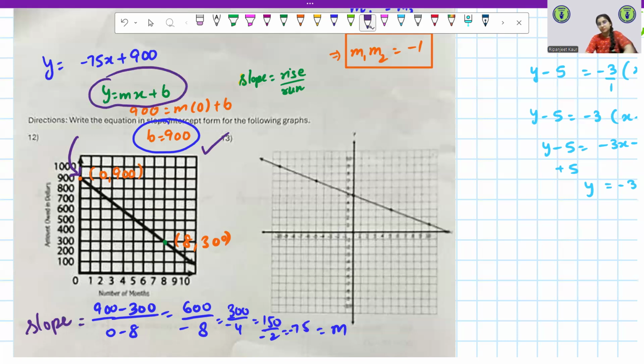That's all. So basically all you did was you took the line, you found 2 points, and then you did y1 minus y2 over x1 minus x2. Then you simplified that, which was the slope. And then you plugged that in, and then you found b as 900. That's right.